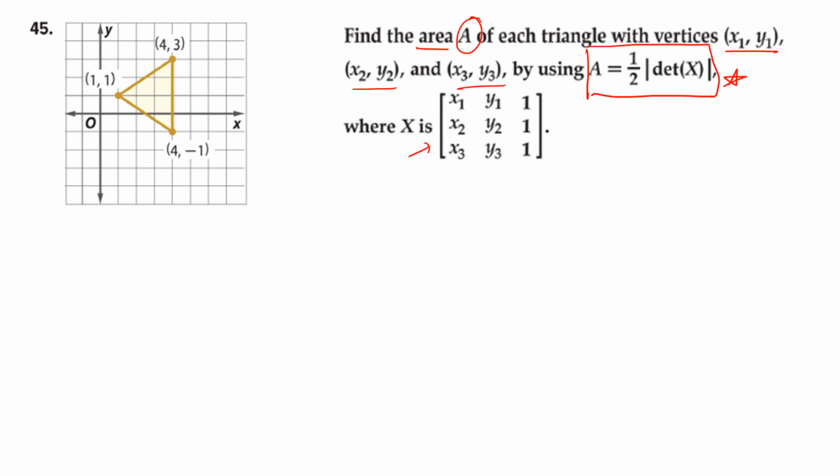Now the matrix X is given by the matrix of the vertices. So let's first write this matrix, and then we have to find its determinant, obviously, as given in the question.